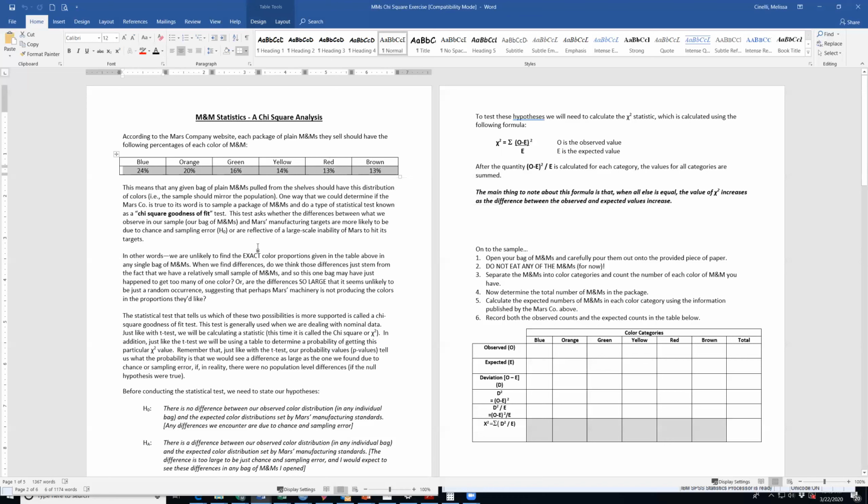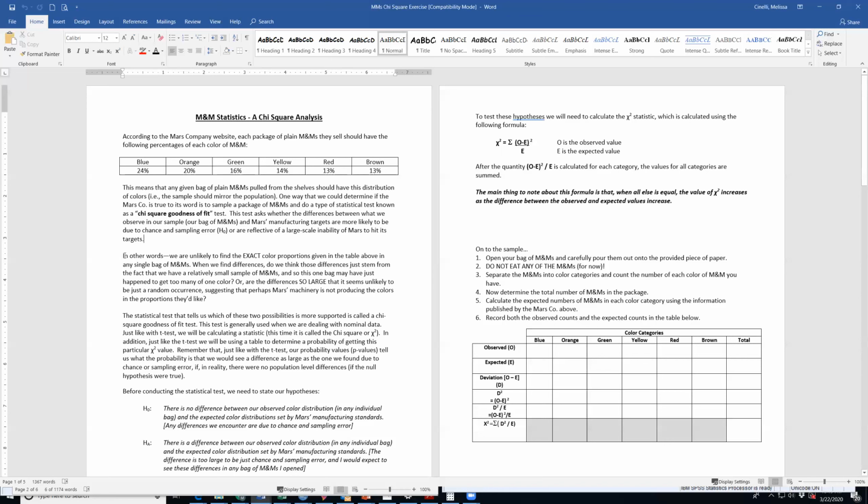Or is what we're seeing in our bag so different from this distribution that it's unlikely to be the result just of chance and error, and instead it's reflecting some problem? It's reflecting the fact that Mars is just not hitting their targets.